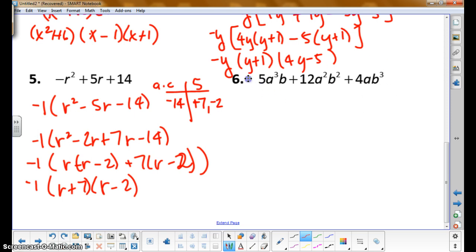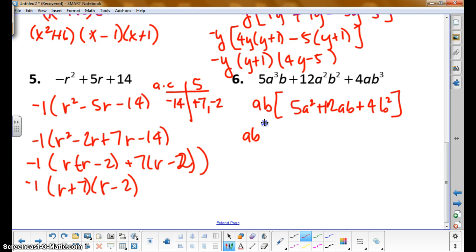Is this in descending order? Number 6. I have an a cubed. It's the first letter of the alphabet. A cubed, a squared, a. And so it is in descending order. But I need to factor out a GCF first. And I see an A and a B. And then we're left with 5a squared plus 12, it should be a 12, AB plus 4b squared.